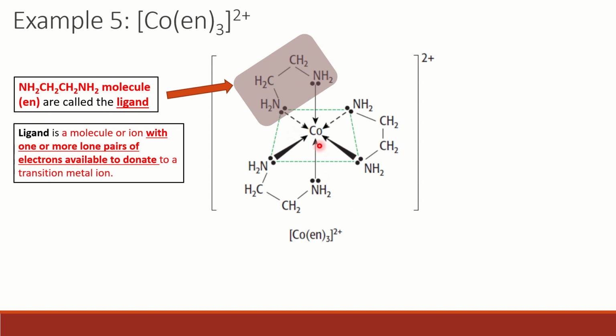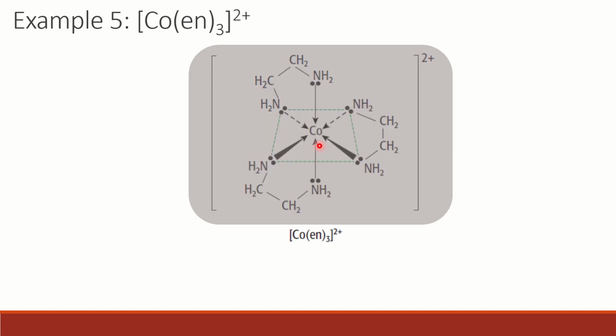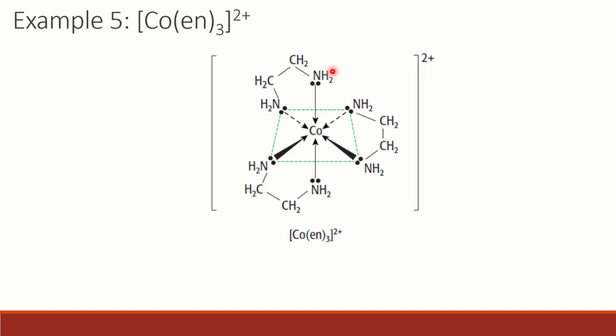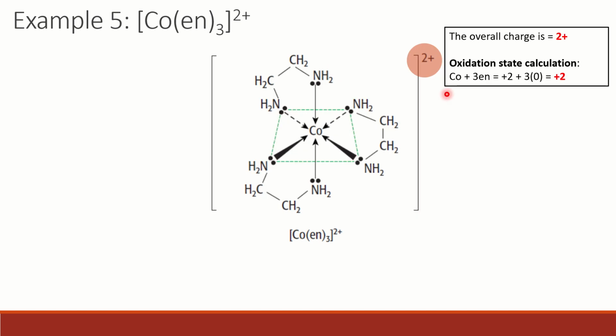Okay, so this entire thing is what you call a complex ion. Again, what is a complex ion? You have that central transition metal ion surrounded by ligands. And I already mentioned, how do you get that 2 plus overall charge? Co has a plus 2 oxidation, plus 3 times 0. And why is this 0? Because the en is a molecule and you get plus 2. That's why the overall charge is 2 plus.